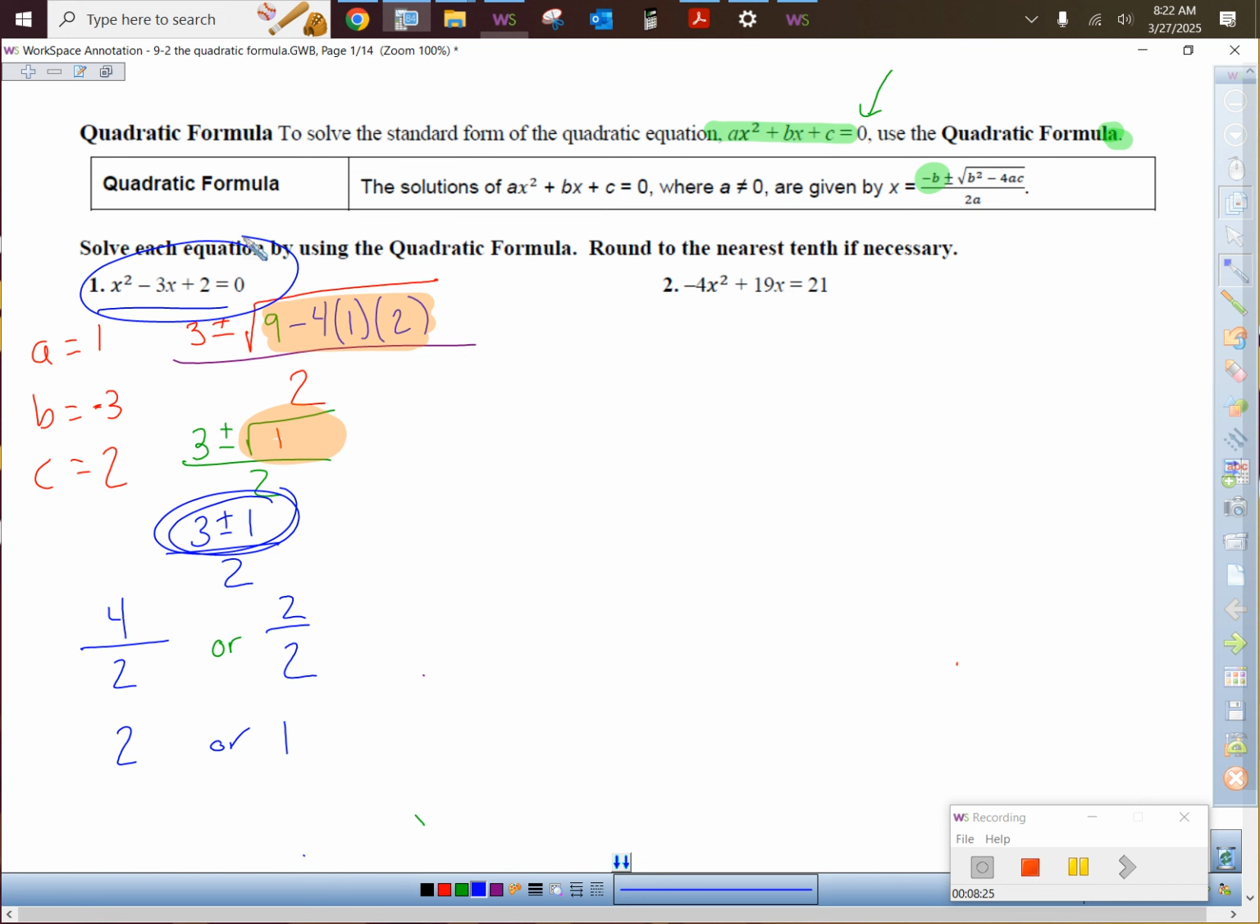Today we are practicing the quadratic formula. First, it has to be ready to run, meaning equal to 0 first. So let's get it equal to 0 first. I'm going to subtract that 21 over to the other side.